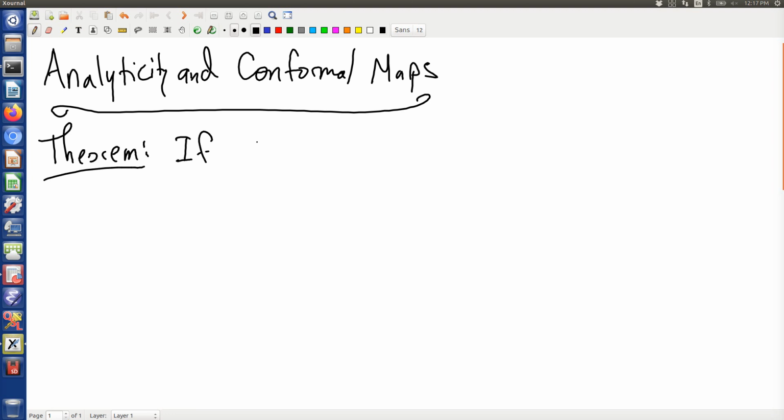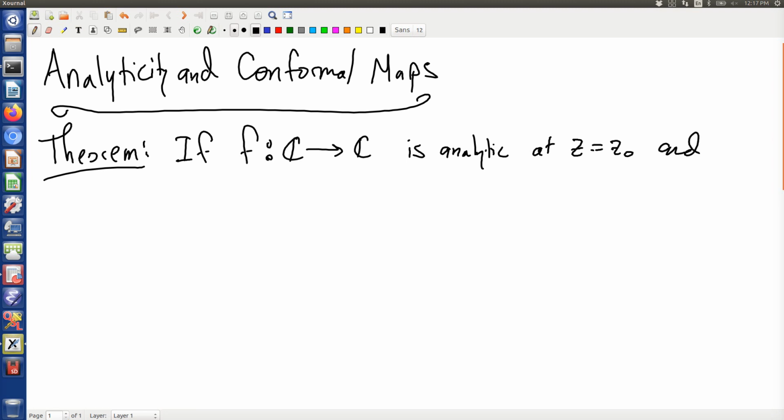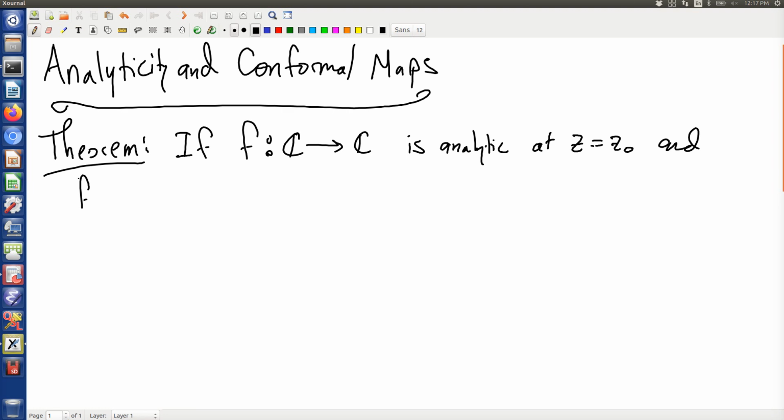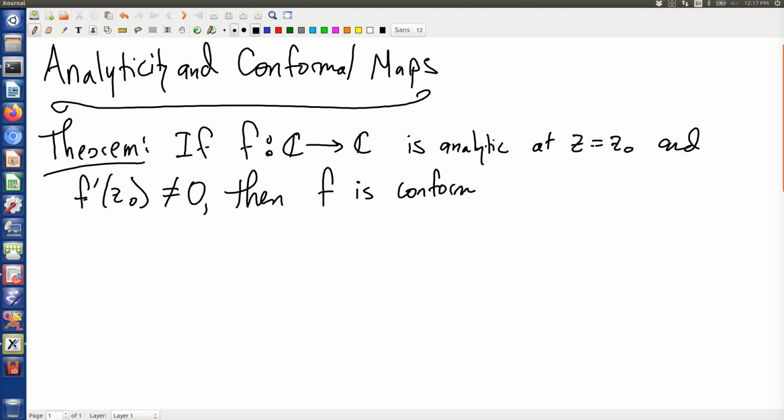If f is a complex analytic function at z equals z naught, and f prime of z naught is not zero, then f is conformal at z naught.